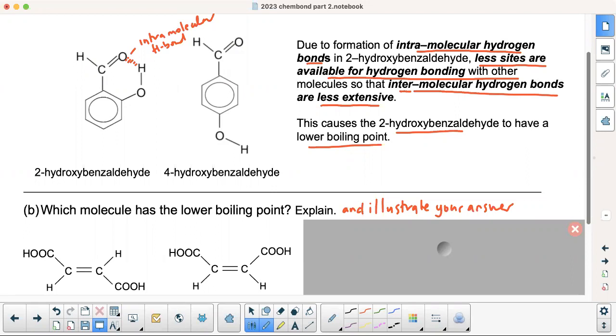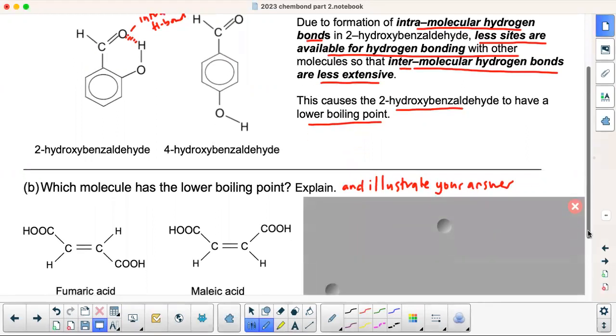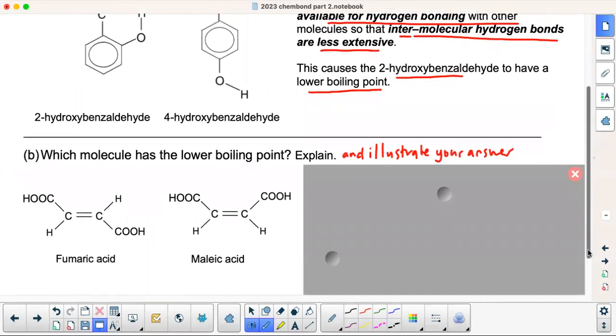Okay, who has a lower boiling point? Malic acid or maleic acid?